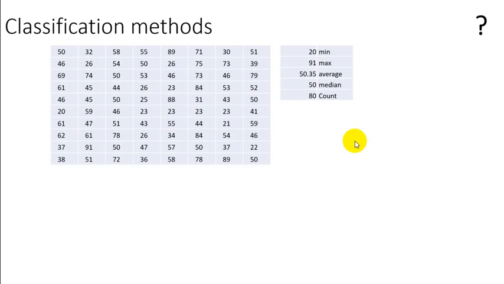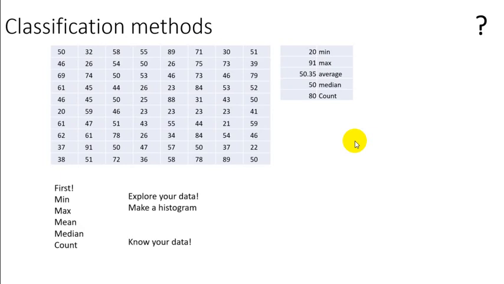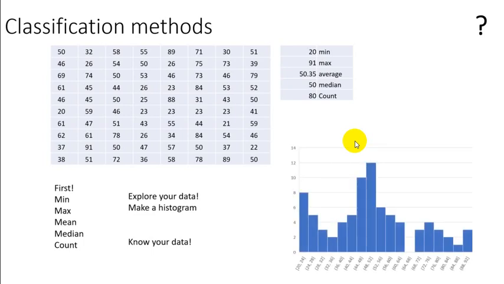I'd argue you should start by knowing the distribution of your data. Make a histogram and look at it. This is how it breaks down. We have 12 different values that are coming in between 48 and 52. That makes perfect sense because that encapsulates both the average and the median.